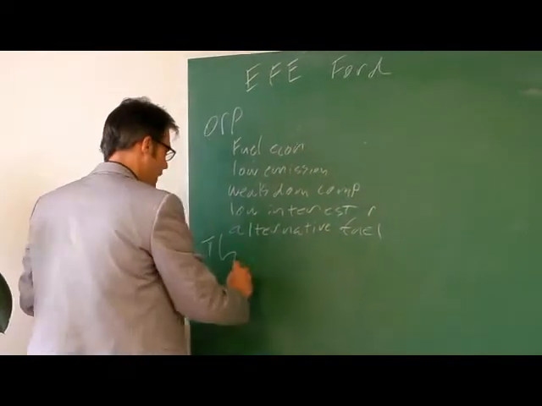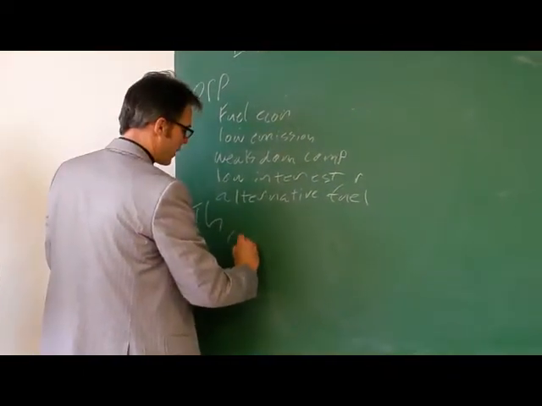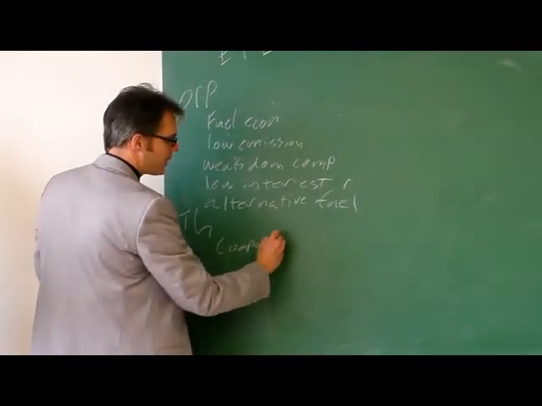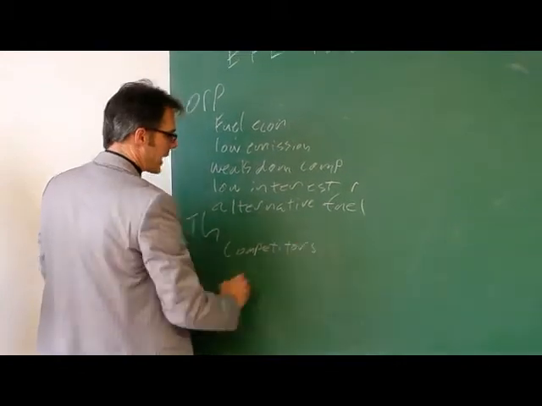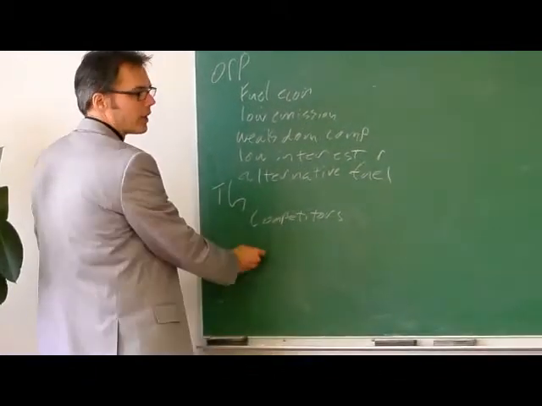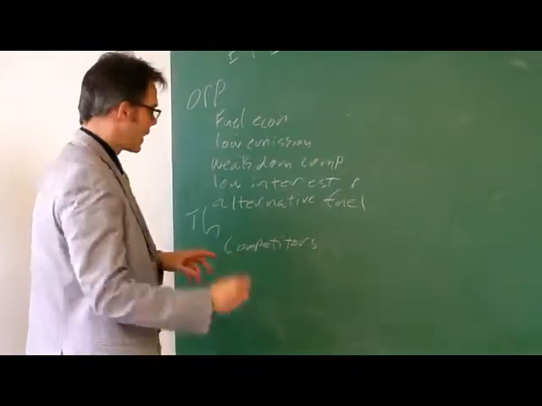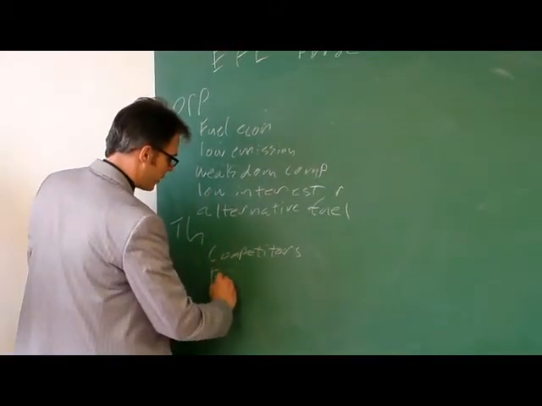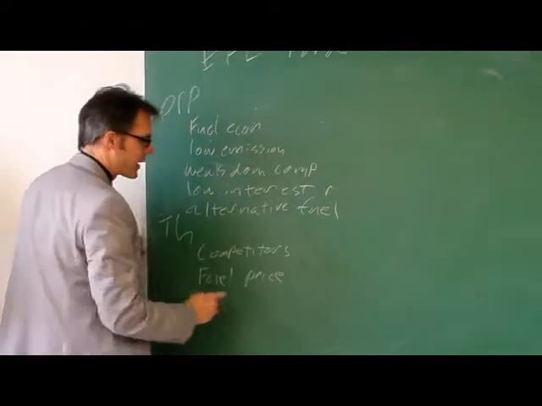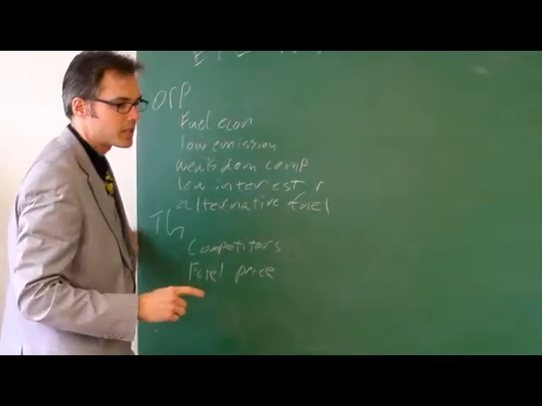Threats. Big threat is always the competitors. Now, if you get desperate and you don't have enough threats, you can start naming them by name. Put them by name. Like you put GM, Nissan, Toyota, and so forth. We're not going to do that here. Next, fuel price. Okay, that's a big threat, the increasing fuel prices.